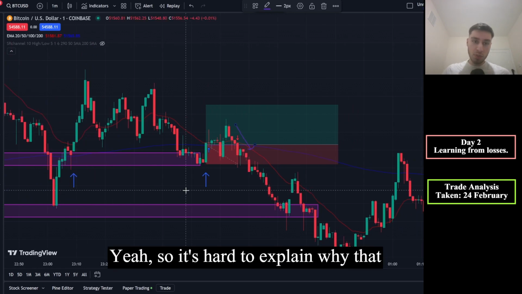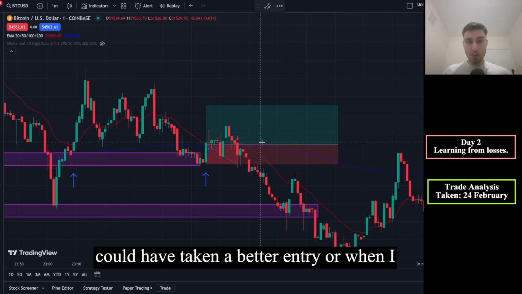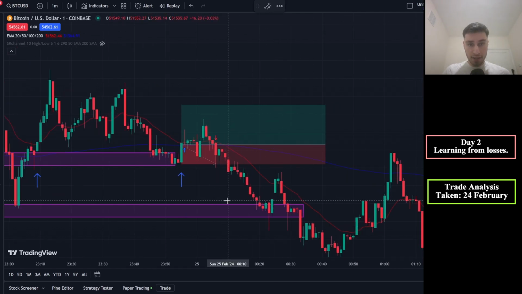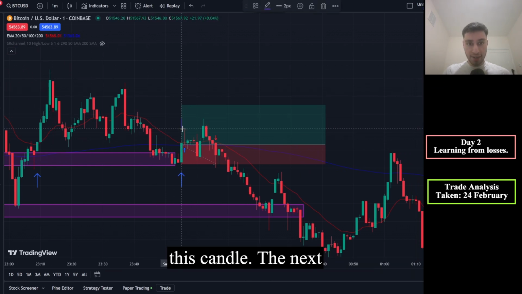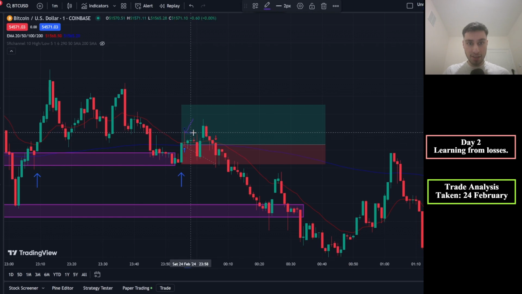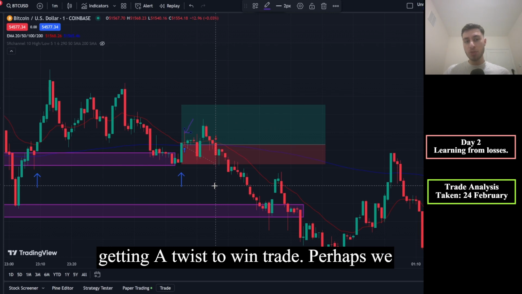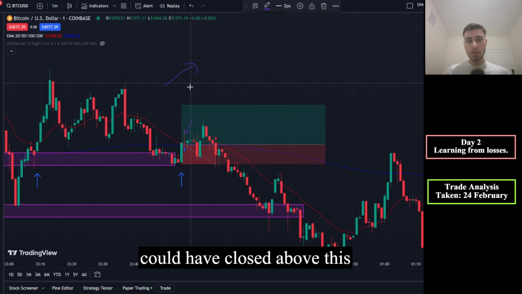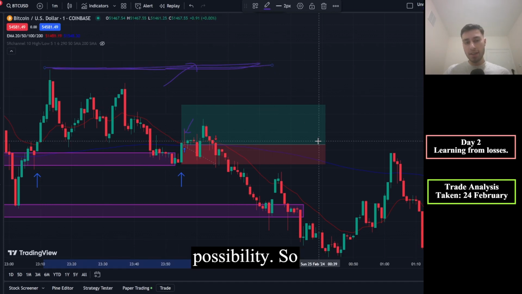So it's hard to explain why that happened, but I do understand where I could have taken a better entry. One way to take a better entry was to see this candle, the next candle after the green candle, closing above its high. If this candle had closed above its high, I would have gotten more confirmation. And then there would have been a higher probability of getting a 2:1 trade. Perhaps we could have closed above this high. That would have been a possibility.